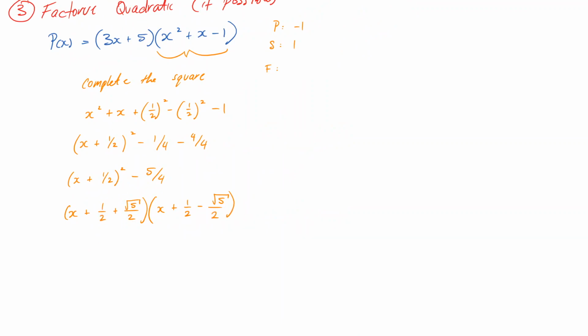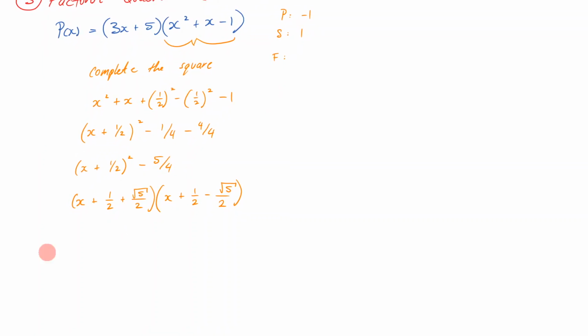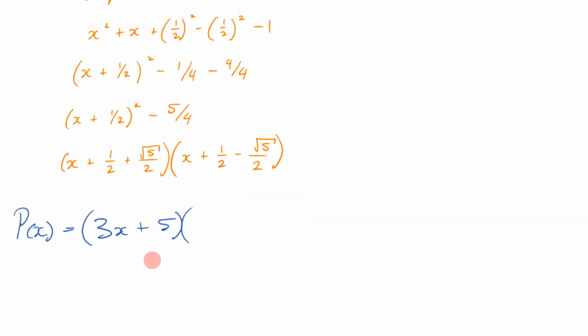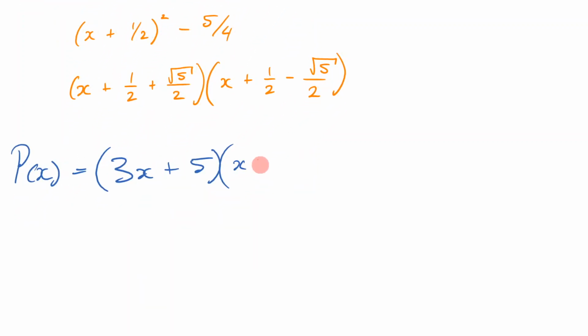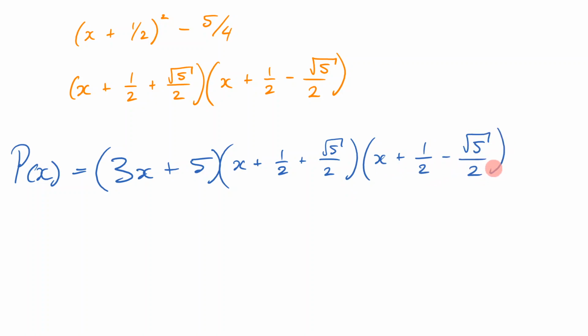And now that I've done all that, I can finally say that p of x is going to be equal to, I've still got 3x plus 5 here, 3x plus 5. And then it's going to be this right here, because I factorized this into this. So it's going to be x plus 1/2 plus the square root of 5 on 2, x plus 1/2 minus the square root of 5 on 2. And that's my final answer.